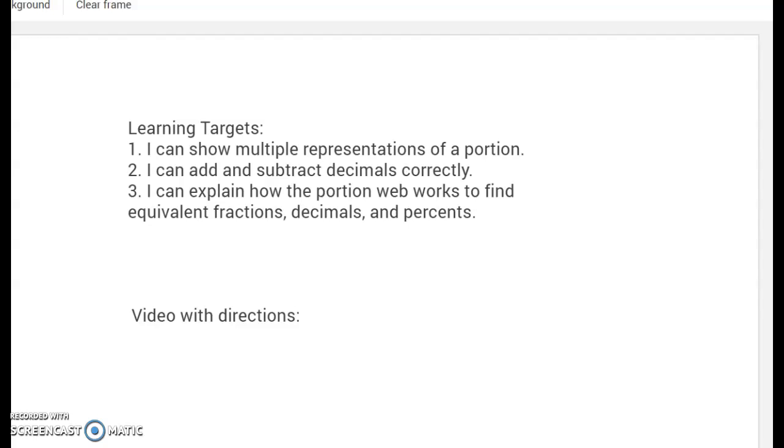Here's a look at today's assignment. The learning targets are: I can show multiple representations of a portion, which are your fractions, decimals, percents, and words. I can add and subtract decimals correctly, which is something we will work on this week. And I can explain how the portion web works to find equivalent fractions, decimals, and percents.